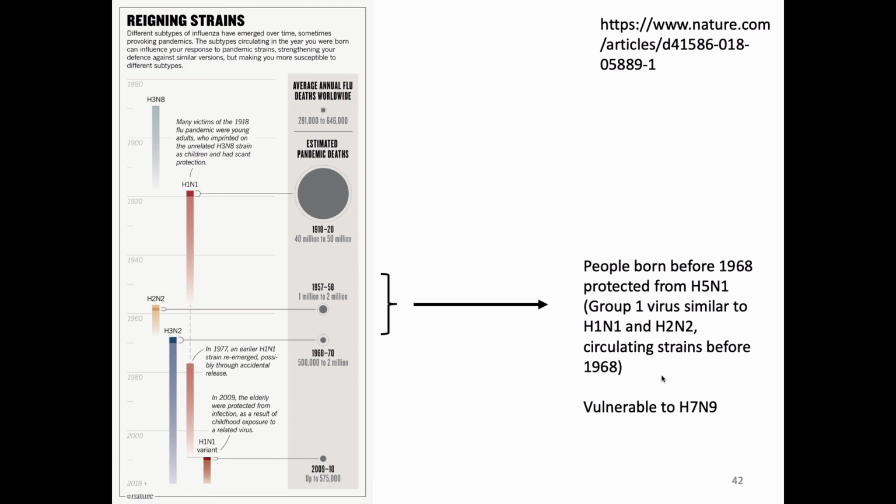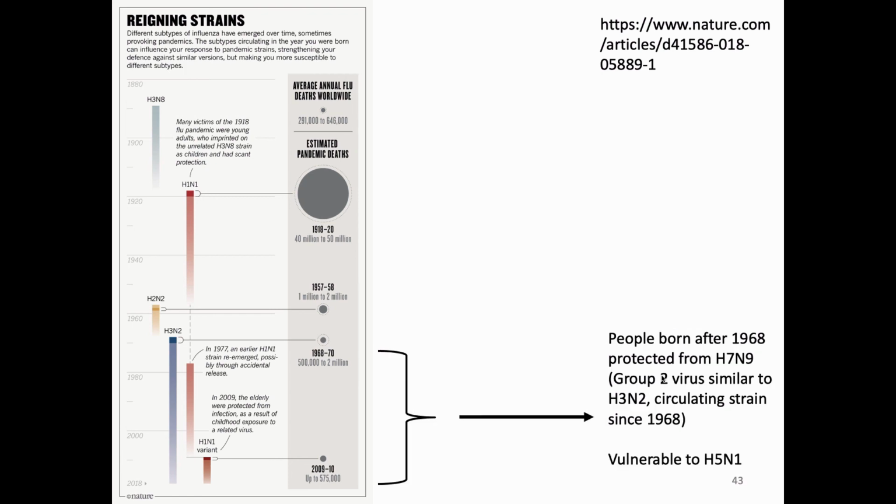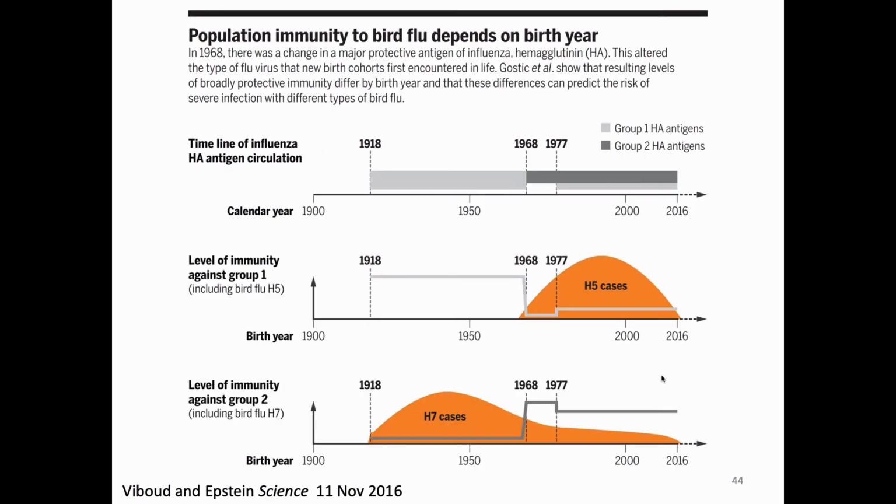And when they kept looking, they also saw that people who were born after 1968, their first flu was likely H3N2. And these people seem to be really well protected against H7N9 and do fine against H7N9 because their first response was to a group 2 influenza virus. And these people seem to be really, really vulnerable to H5N1. And so we're realizing that the first strain of flu that you get will impact your later infections quite a bit.